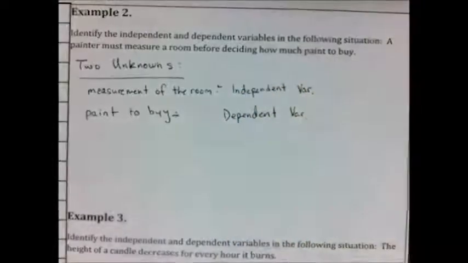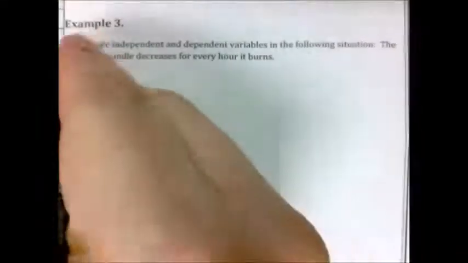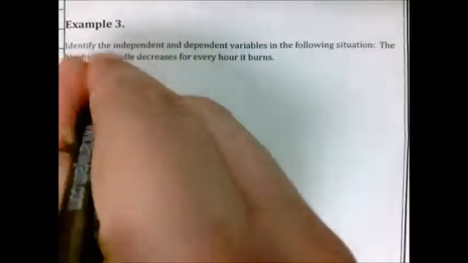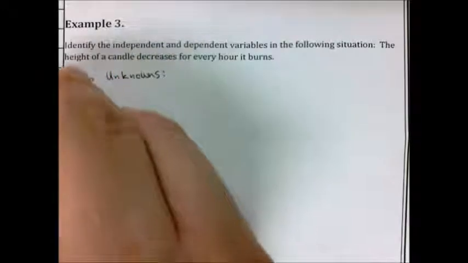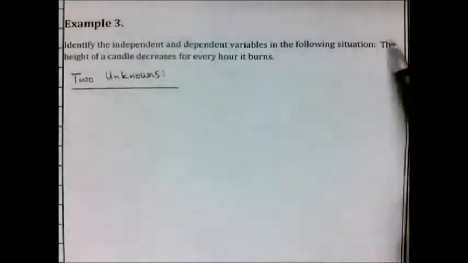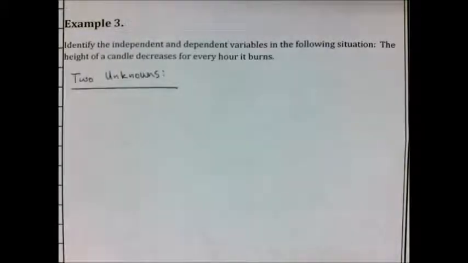Okay, let's do example 3. For example 3, again, we're going to start out with two unknowns. What are the two unknowns? The situation here is the height of a candle decreases for every hour it burns. Why don't you take a second, pause the video, and try to come up with the two unknowns and write them here. If you get them wrong, that's fine, but cross them out.